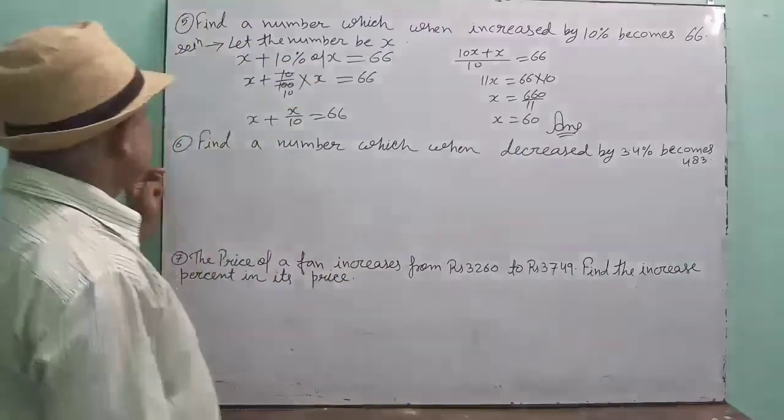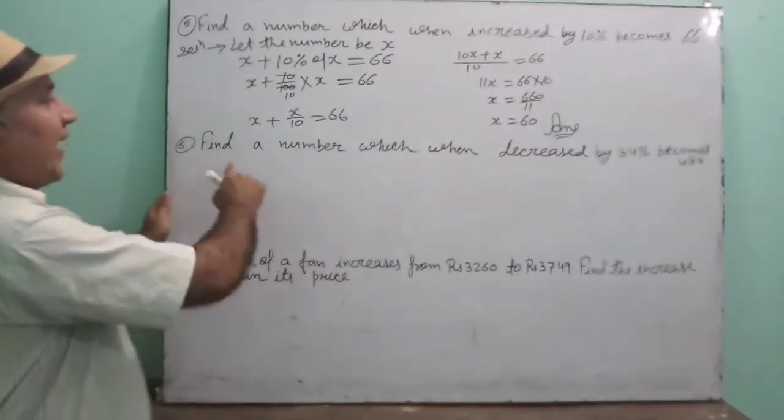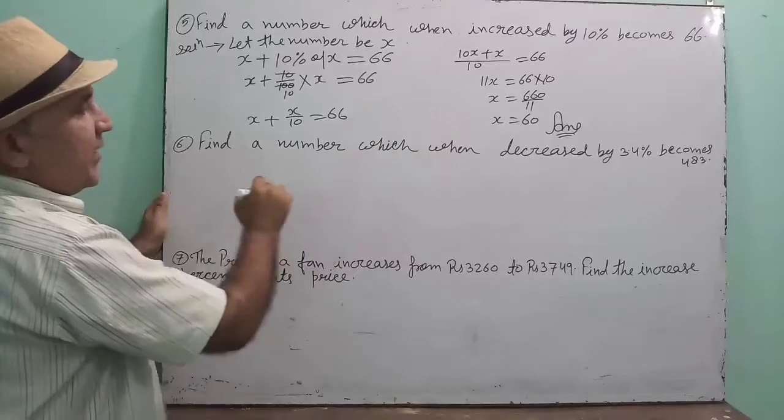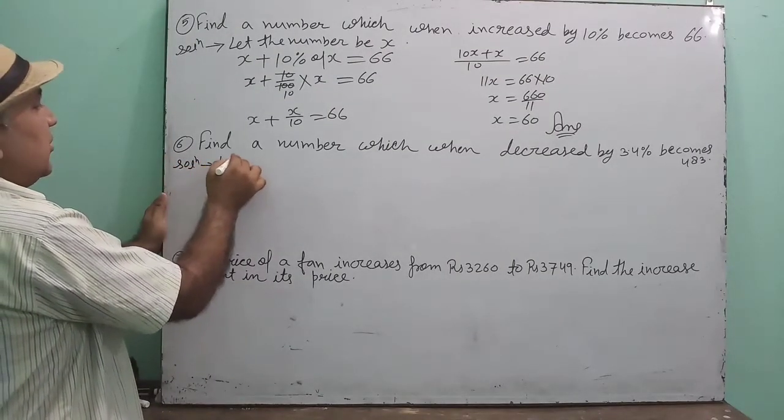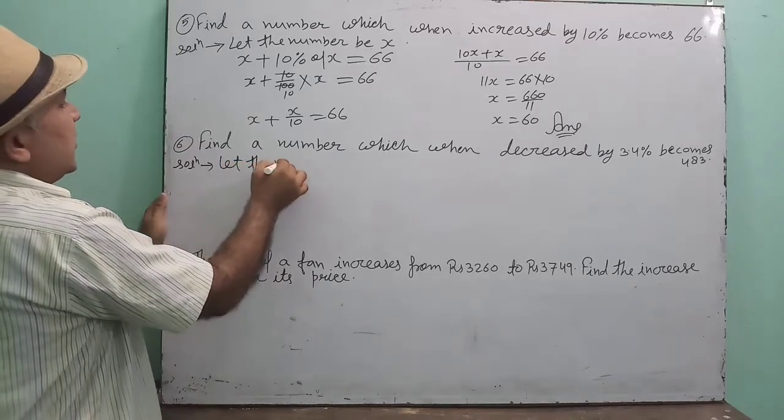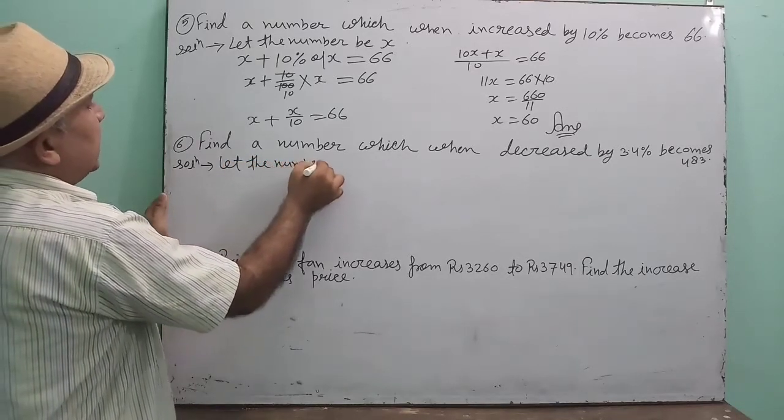Okay? See the sixth question. Again, find a number which when decreased by. That means in this question you have to decrease. So first suppose the number be x.